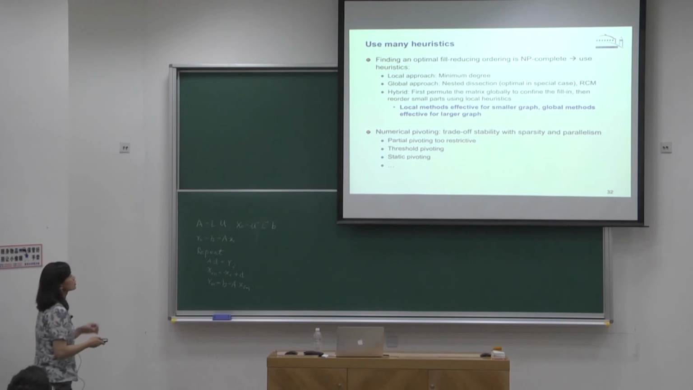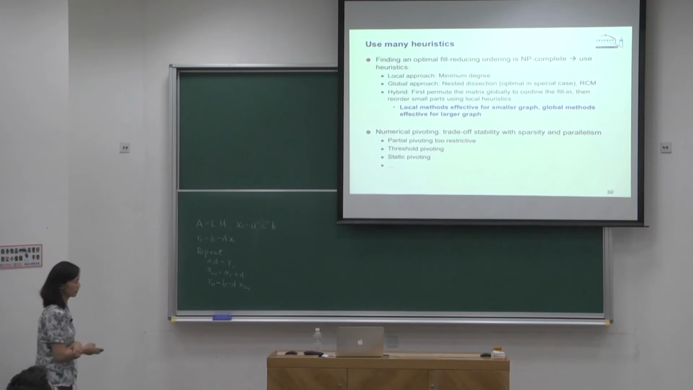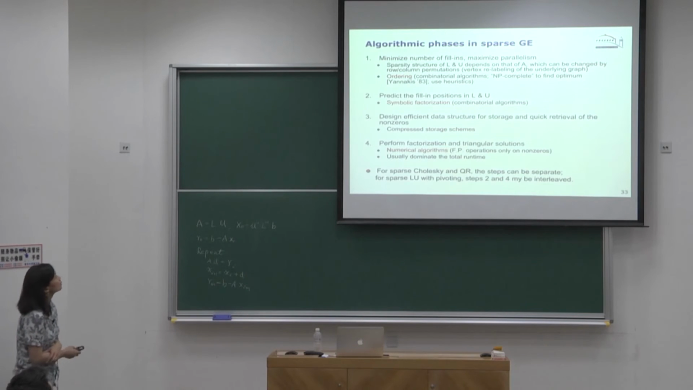And then there's also numerical pivoting. People use some heuristics to trade off stability with sparsity and parallelism. So partial pivoting is replaced by threshold pivoting or static pivoting. Okay, so those are the permutation issues.